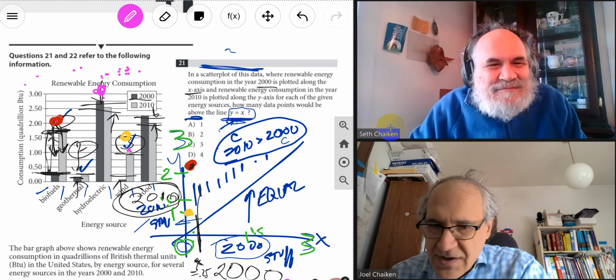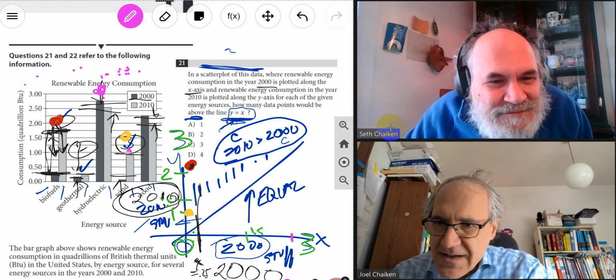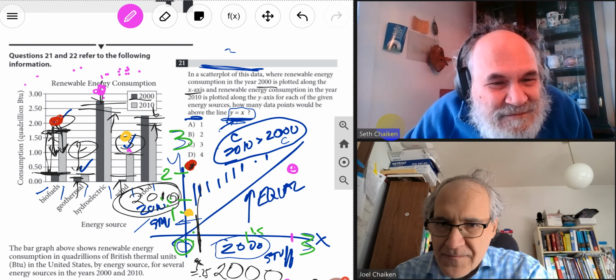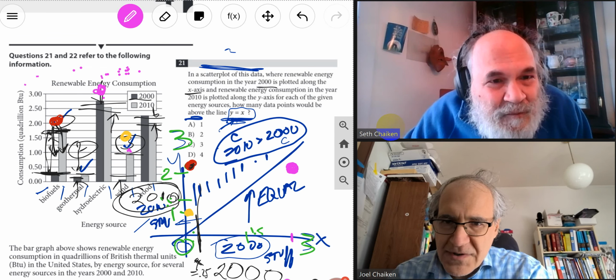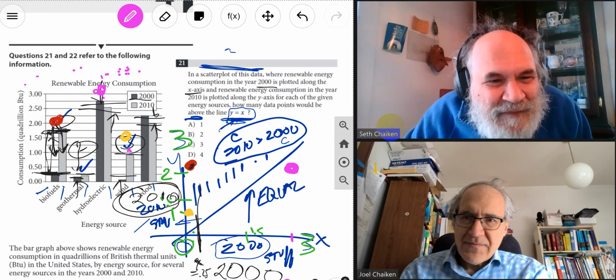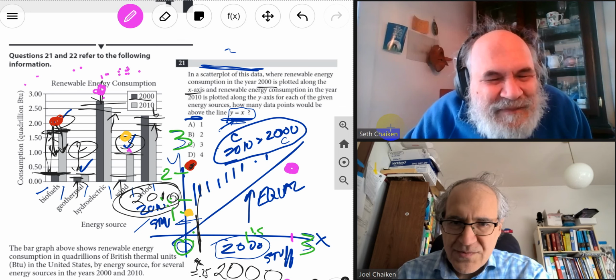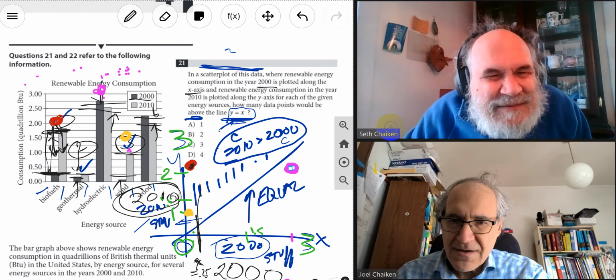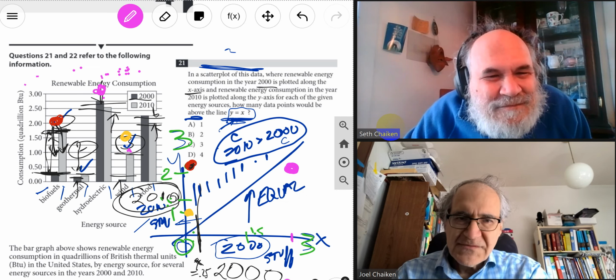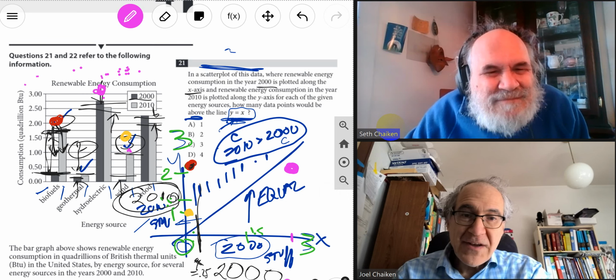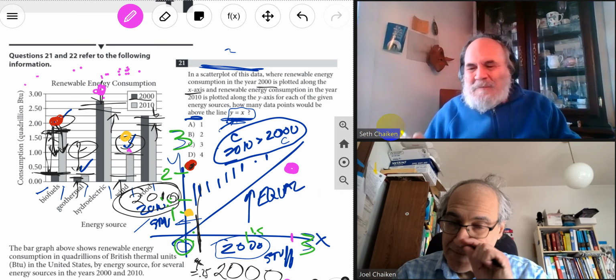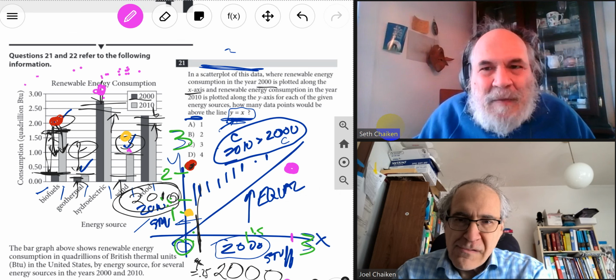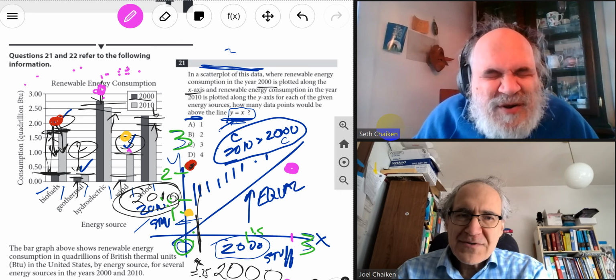Hydroelectric right here. So we're talking big time on this axis and... no, small time. It's only 2.5. Hydroelectric is purple and it's over there because it's pretty big. It's almost 3 on the x-axis, but not quite, just like 2.5. So you could see which ones are above the line with slope of 1.